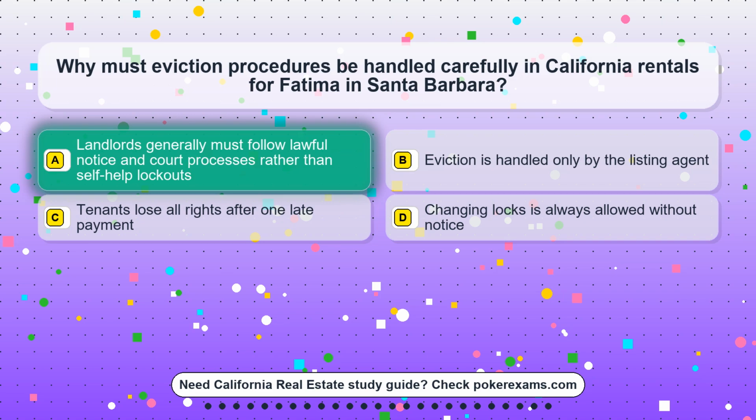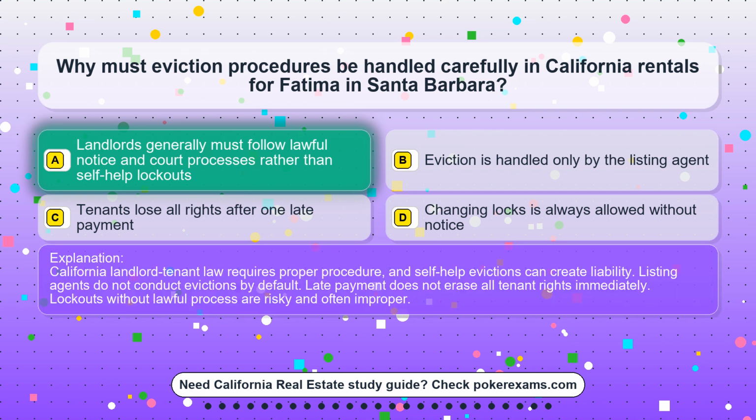The correct answer is option A. Landlords generally must follow lawful notice and court processes rather than self-help lockouts. California landlord-tenant law requires proper procedure, and self-help evictions can create liability. Listing agents do not conduct evictions by default. Late payment does not erase all tenant rights immediately. Lockouts without lawful process are risky and often improper.